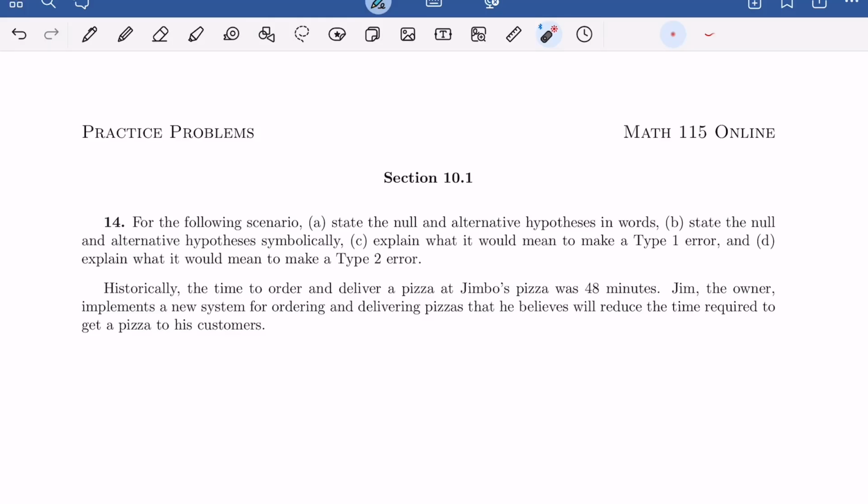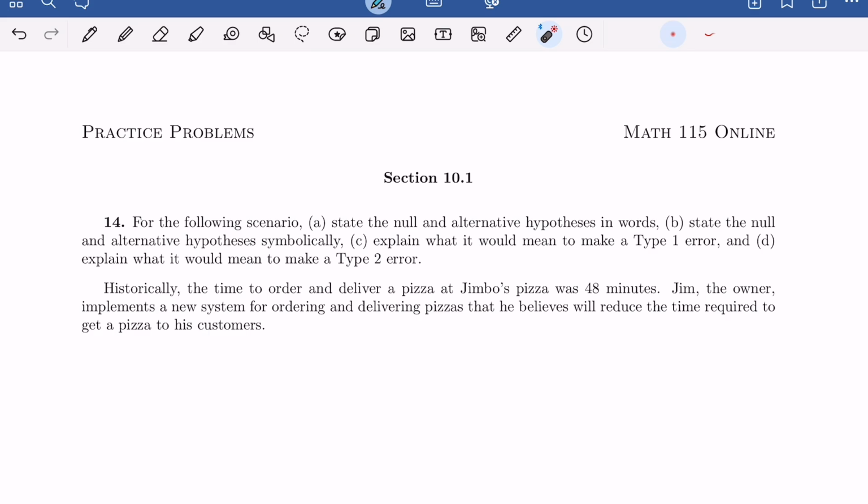In this video, we're going to go over some practice problems from Chapter 10 and Chapter 5 from our textbook. Starting with Chapter 10 here, we're looking at hypothesis tests regarding a parameter. And for Section 10.1, we're looking at the language of hypothesis testing. So for question 14 here, for this scenario, we're going to state the null and alternative hypothesis in words.